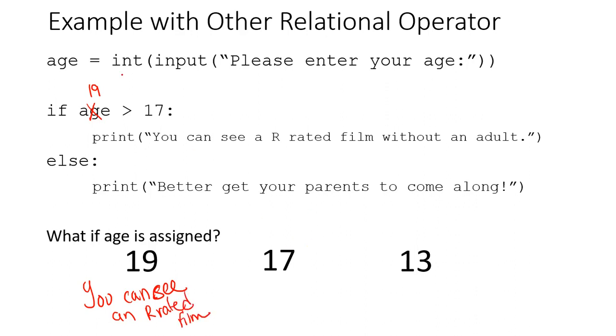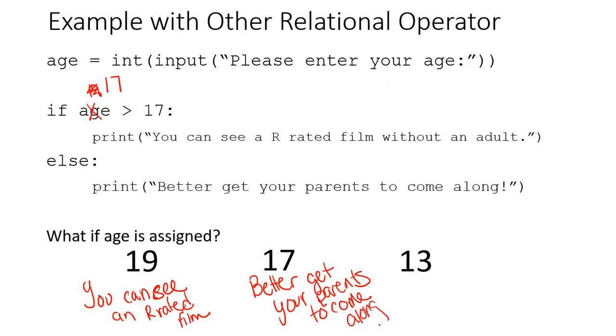Okay? What if 17? So if instead of 19, we do 17. That's what they typed in. Then the computer's going to check, is 17 greater than 17? No, right? That's equal to, not greater. So this time, since that's not a true statement, it is a false statement, we will display the else section of my if else. So we'll put better get your parents to come along. Okay, let's check 13. So instead of 17, we're going to put 13. That's what they typed in. So we're going to check, is 13 greater than 17? Definitely not, right? Since that's the case, again, we're going to run the false portion of our if else, which is the else portion. So we're going to display, better get your parents to come along, also for 13.